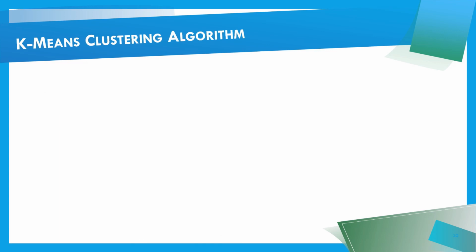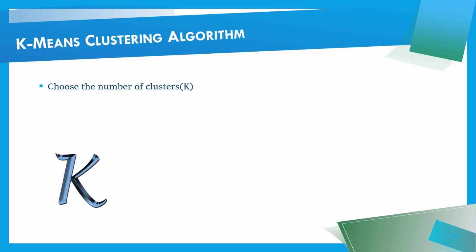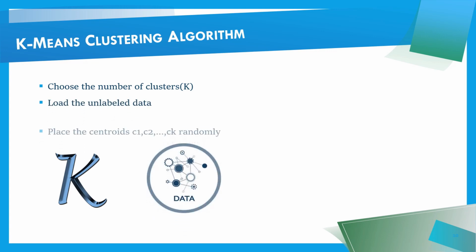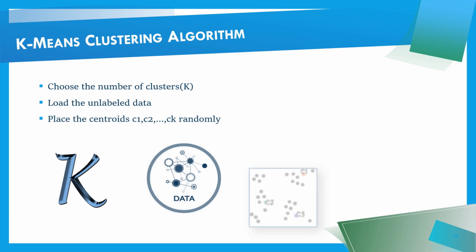We will see the steps involved in the K-means algorithm. Initially, we have to set the value of the number of clusters. As the K-means algorithm is an unsupervised learning algorithm, it is presented with unlabeled data. Next, K centroids are randomly chosen, one for each cluster.